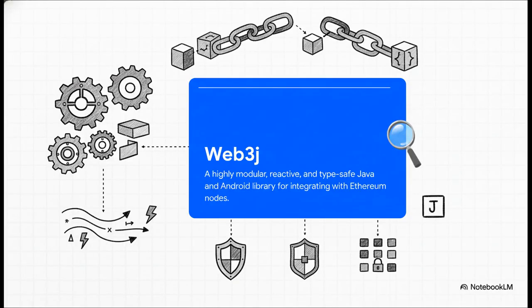Okay, so let's break down what that actually means. Web3j is a modular, reactive, type safe Java library. Modular just means it's flexible, not some giant clunky thing. Reactive means it's built to handle the way blockchain works. All those asynchronous events, it handles them really efficiently. And type safe? Honestly, that might be the most important phrase on this slide for any big company.